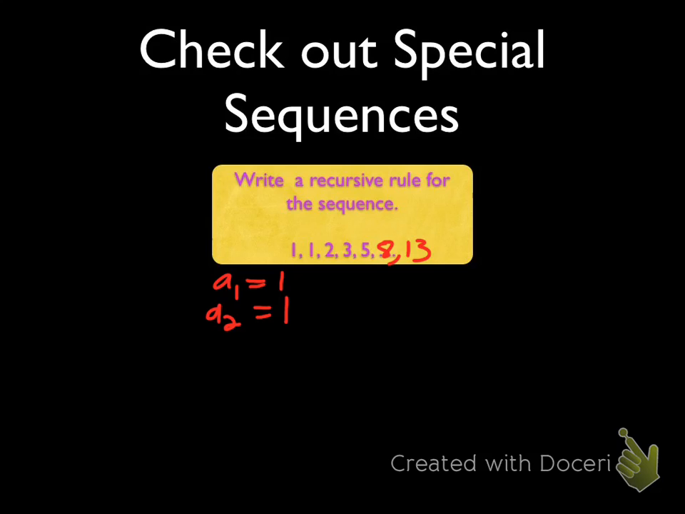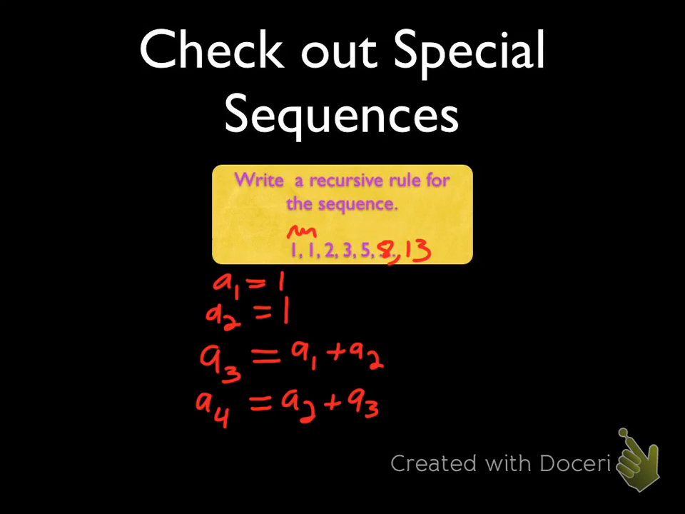Let's write the next term generally. So a sub 3. Now you guys know a sub 3 is 2. But didn't we just decide that to find a sub 3, I take 1 plus 1? And we just said, hey, 1 plus 1, that's a sub 1 plus a sub 2. Is that right? Okay. So if we were to find the fourth term, a sub 4 equals what? a sub 2 plus a sub 3. And that pattern is going to repeat.